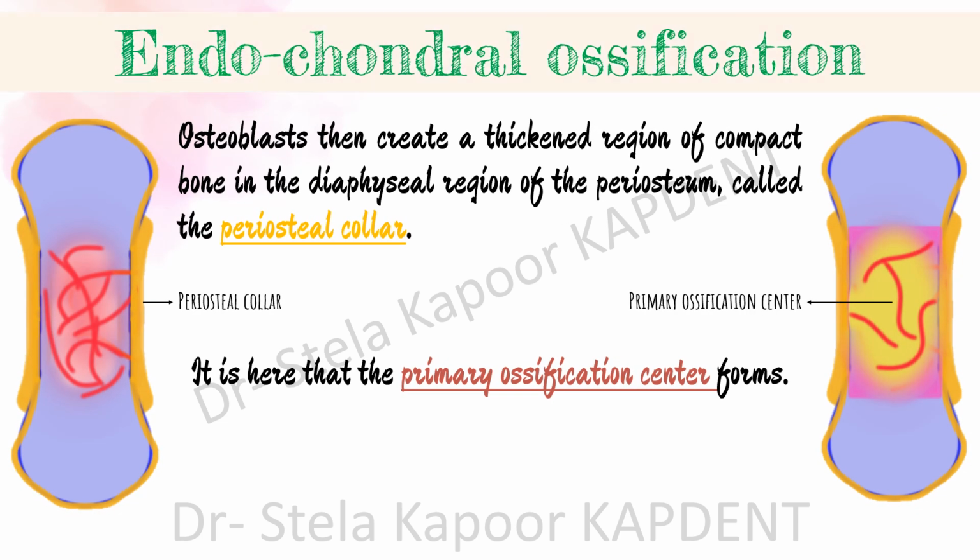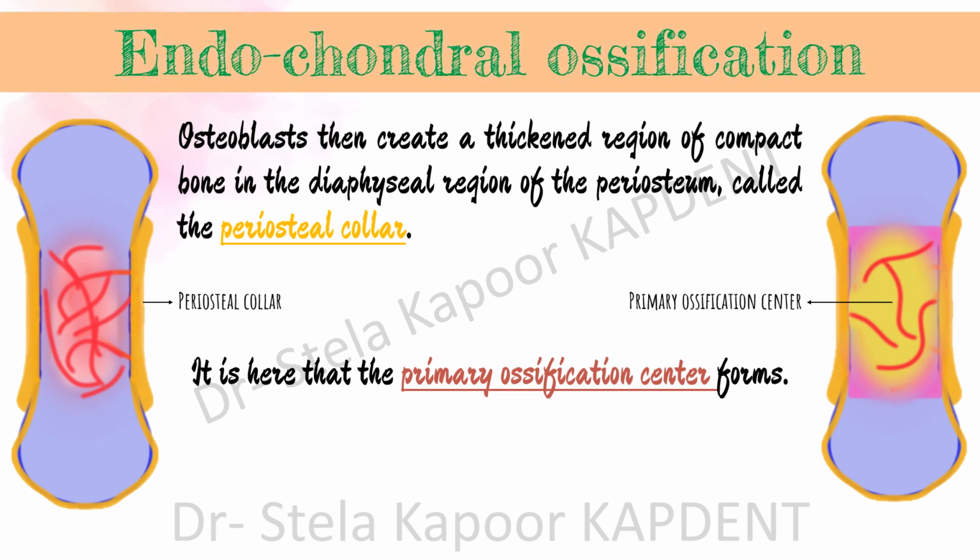The middle region of the long bone, also known as the shaft, is the diaphysis of the bone, and in this region the osteoblasts create a thickened region of compact bone, also called the periosteal collar. It is in this area that the primary ossification center forms.